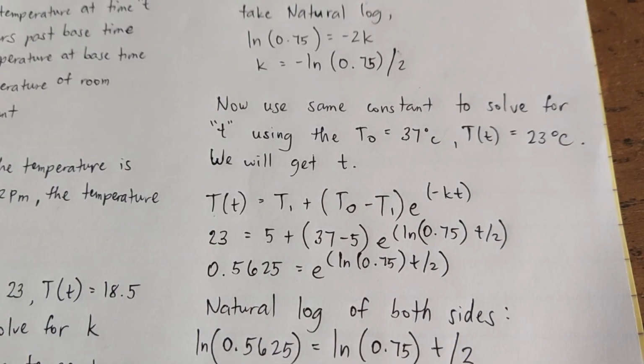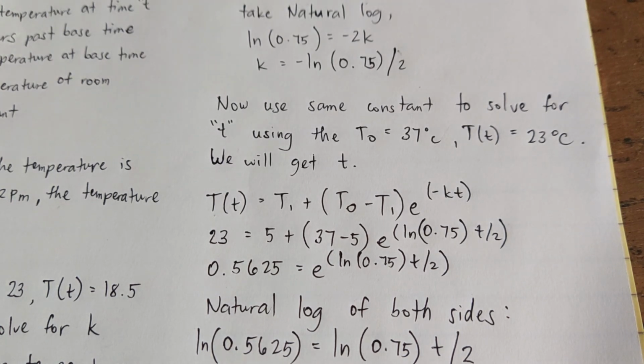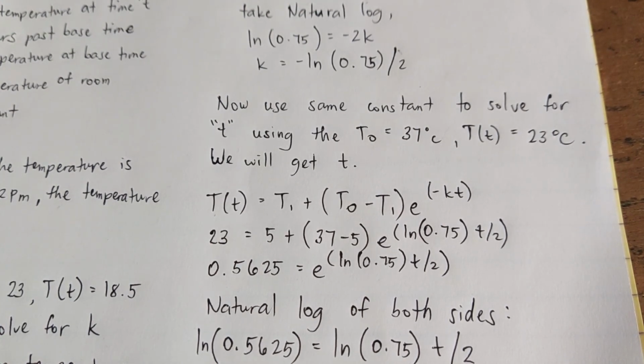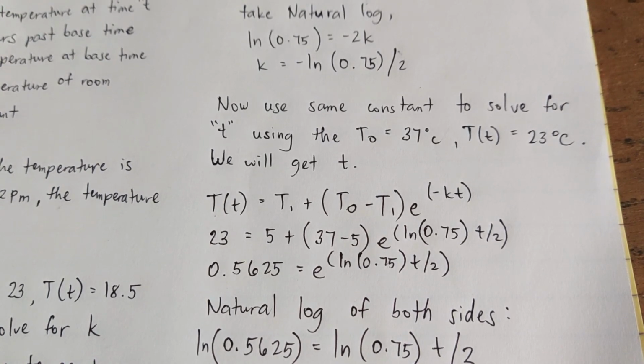Now, use the same constant to solve for t using T0 is equal to 37 degrees Celsius, T at time t is equal to 23 degrees Celsius. We will get t. Apply the given equation. 23 is equal to 5 plus 37 minus 5 times e raised to ln 0.75 times t over 2. 0.5625 is equal to e raised to ln 0.75 times t over 2.